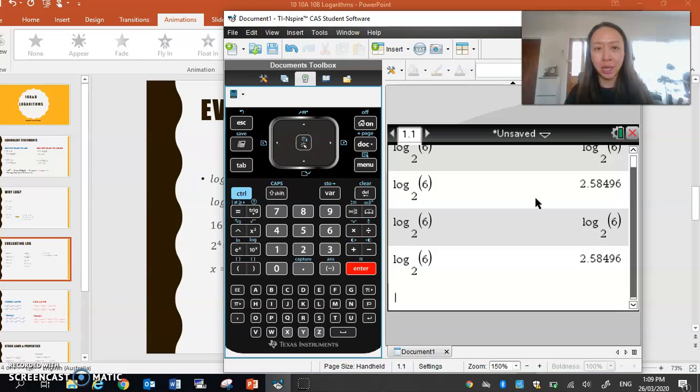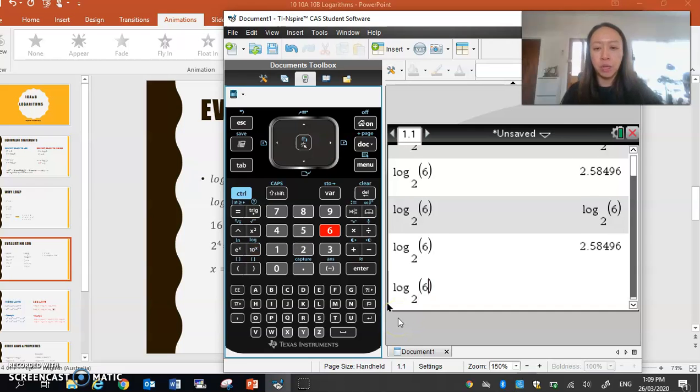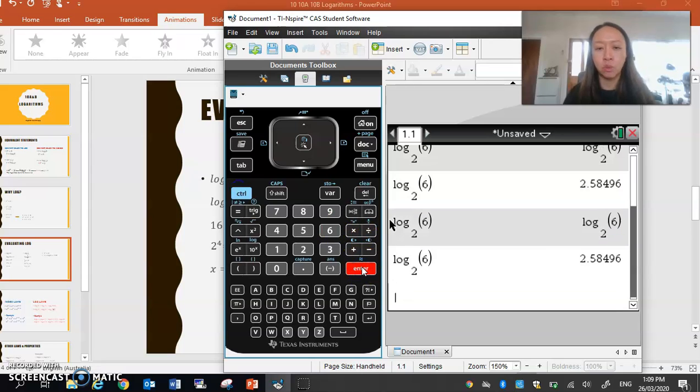How do we get this value? We can access this using our TI-Nspire CAS software. It's just control and 10 power x. Can you see on top here? There's a log function here. So all you have to do is press control and press this, and you will get the log function. Just put 2 and 6 and you would have gotten the value. In order to get the decimal, we will just press control enter.